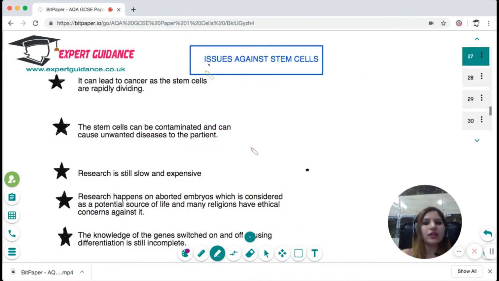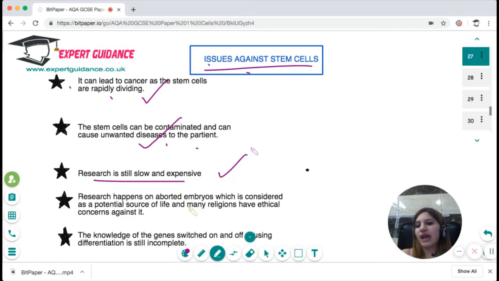However, there are a lot of issues against stem cells. As the cells of the stem cells are rapidly dividing, if we introduce the stem cell into an organism, it can lead to cancer. The stem cells can be contaminated and can cause unwanted diseases to the patient. The research in stem cells is still slow and expensive.